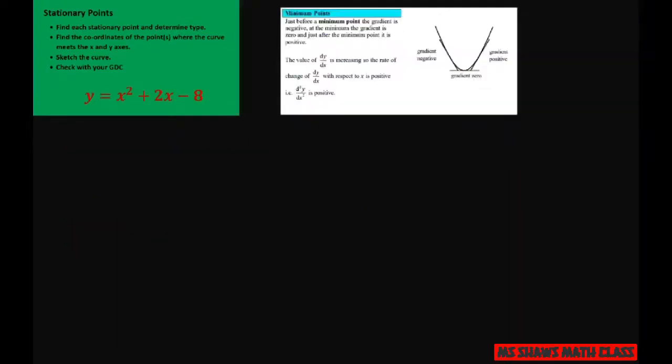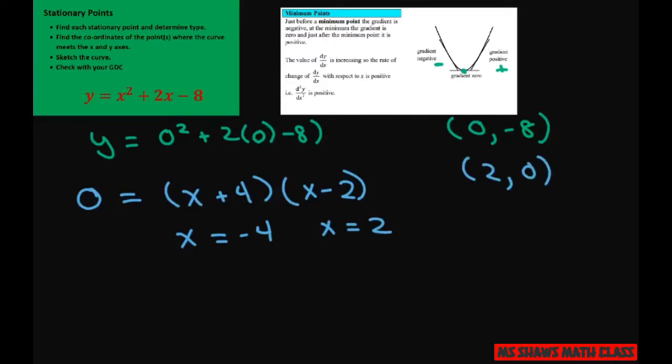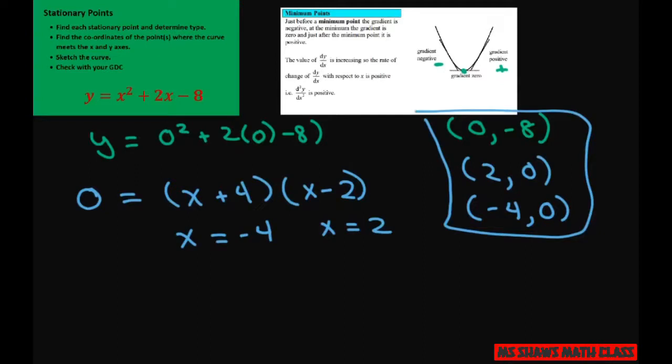All right, so let's look at our x-intercepts. Here's your minimum point. So it's negative, positive. And let's find our y-intercept, which is when x is 0. So we have 0 comma negative 8 is your y-intercept, and your x-intercept is when y is 0. Let's factor this. You're going to get x plus 4, x minus 2. So x equals negative 4, x equals 2. So 2 comma 0 and negative 4 comma 0. So these are our points, and we also had our minimum point, negative 1 comma negative 9.